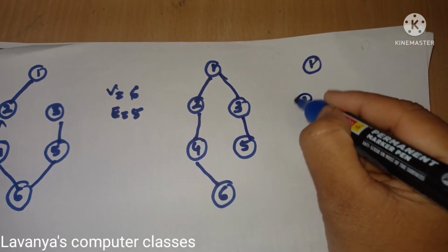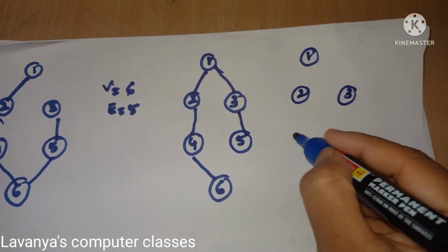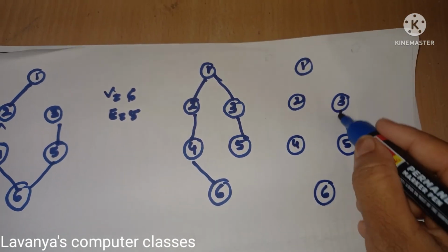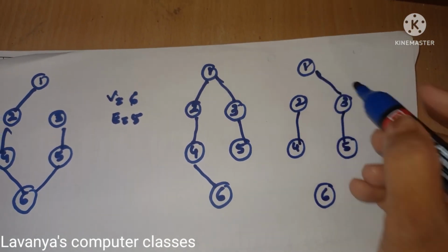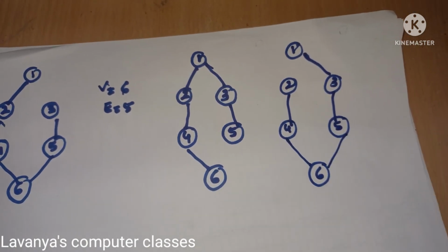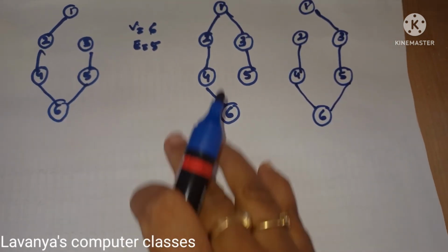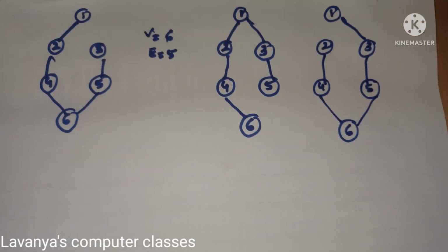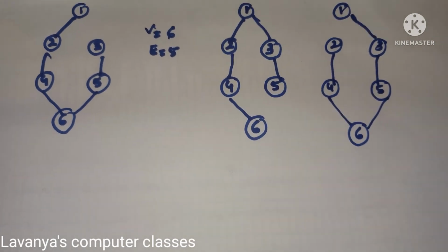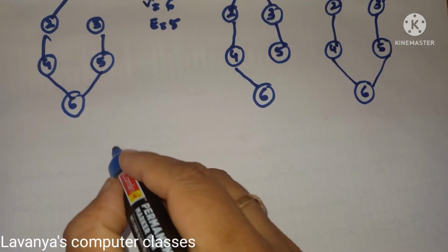And one more spanning tree. Like this we can draw any number. So again same vertices with the same positions. But we have to select any 5. So 1, 2, 3, 4. One more wherever you want to. So this is 5. So these all are the possible spanning trees from your original graph. Like this we can draw any number.